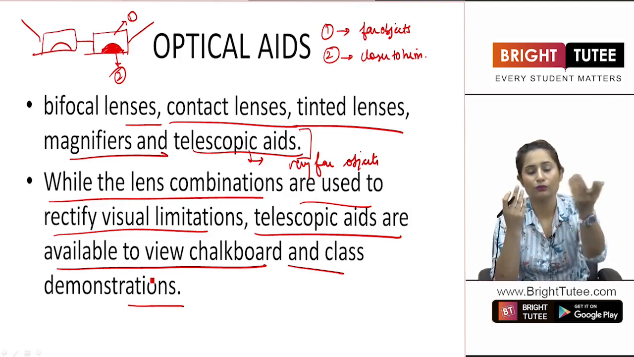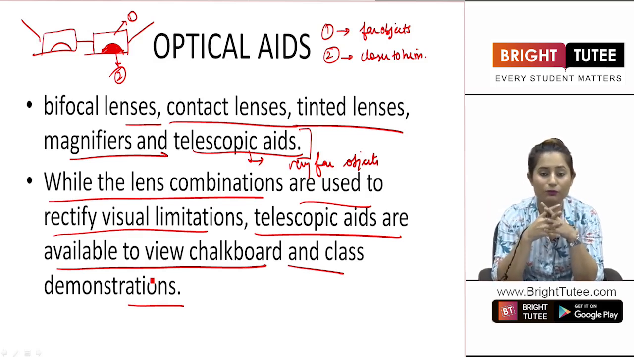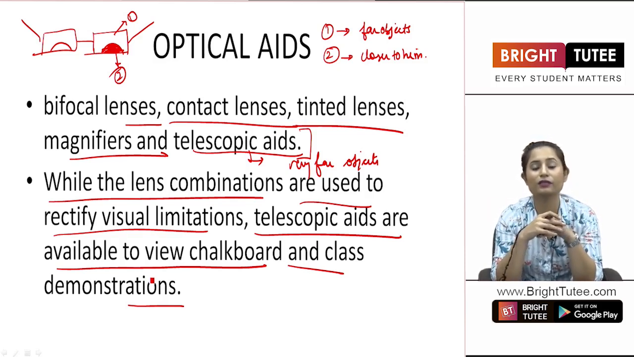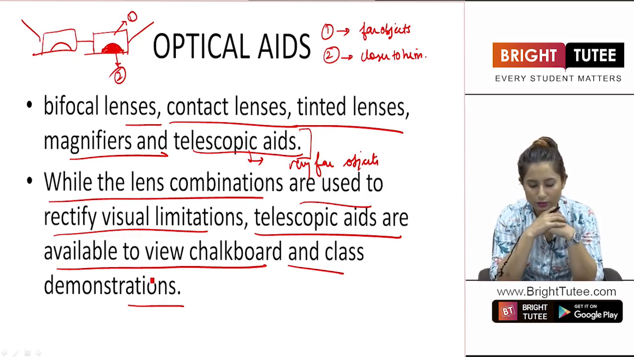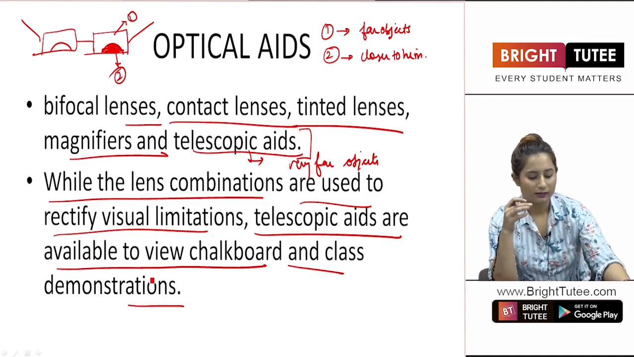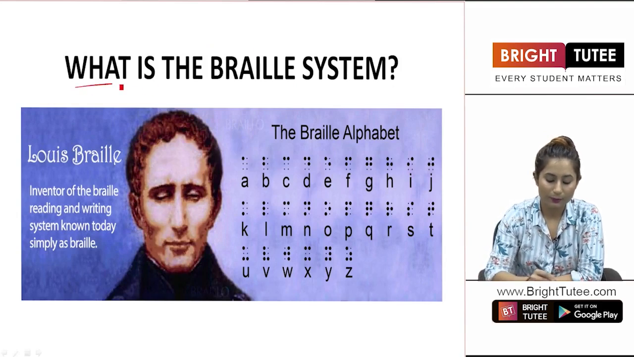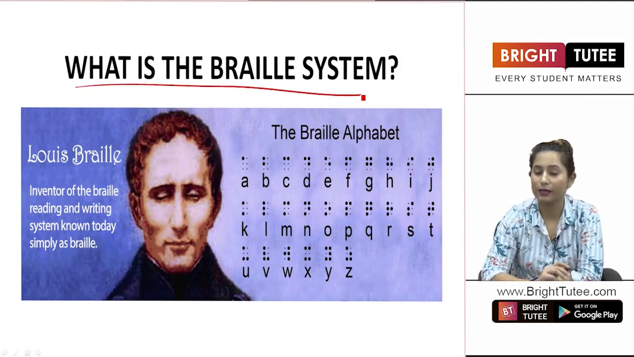You see people around you who wear spectacles. That is because they either have myopia or hypermetropia, or both of them, or they have some kind of cylindrical lens. You will be studying that also in higher classes. So students, this is how we can aid our eye, how we can correct the defect present in our eye, using the optical and non-optical aids. This is the last topic of your chapter, which is Braille system. Now what is Braille system?